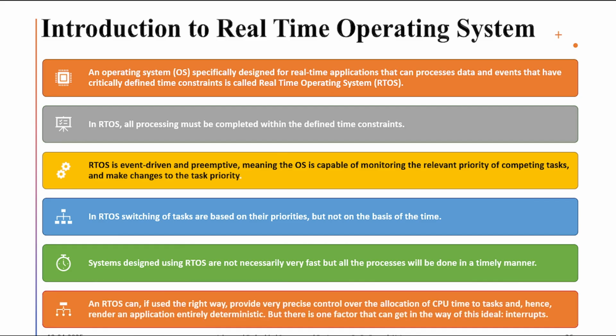An RTOS, if used in the right way, provides very precise control over allocation of CPU time. This is very important because here we are actually allocating different time slots of the CPU to different tasks, and we have very precise control of the CPU time that will be allotted to different tasks, and hence render an application entirely deterministic.